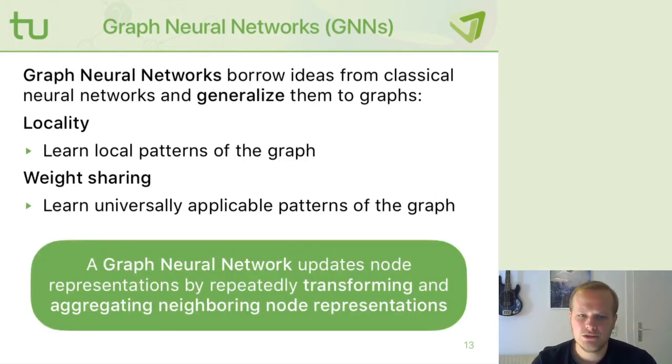This leads us to the following basic formulation for graph neural networks, which is in fact heavily inspired by the concepts of convolution. A graph neural network is defined to learn intermediate representations of nodes instead of pixels. We do so by repeatedly transforming and aggregating node representations from their neighbors.